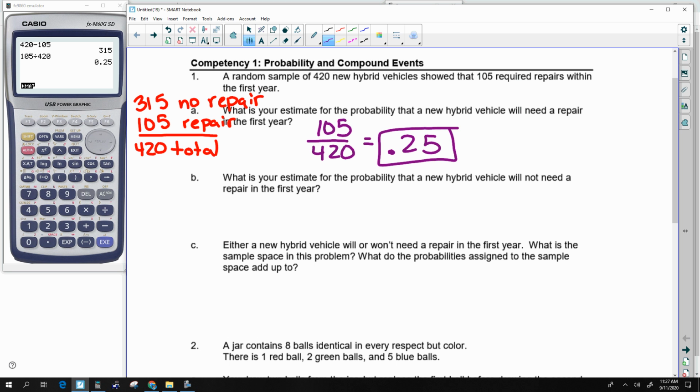The next is, in your estimate, what is the probability that a new hybrid vehicle will not need a repair? So there are 315 that don't need a repair out of 420, and that should be 0.75. Let's just check it out.